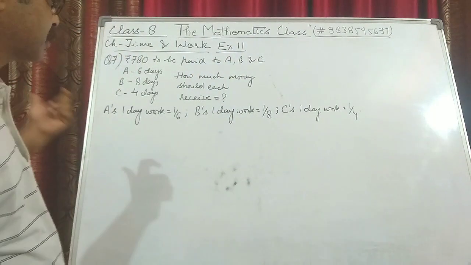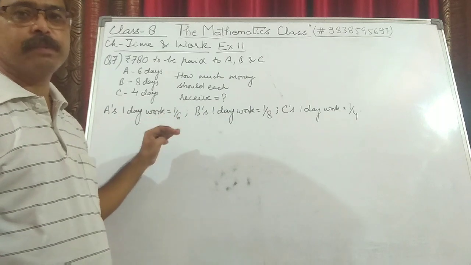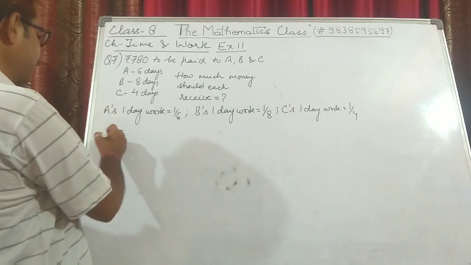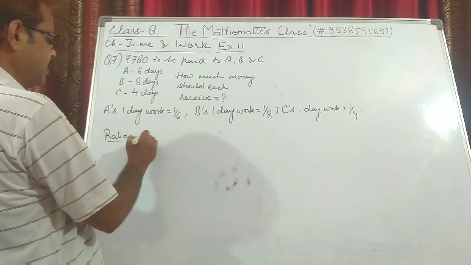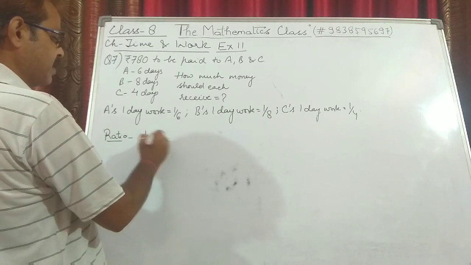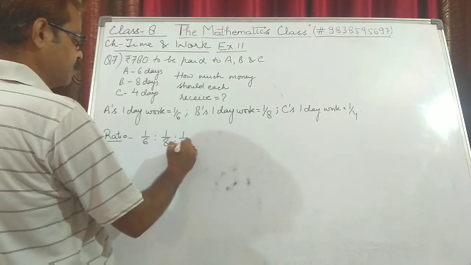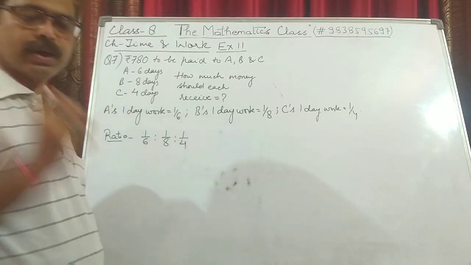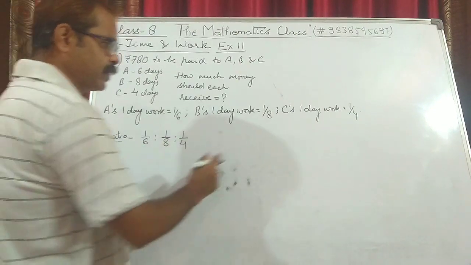Now we will try to find the ratio of everybody's efficiency, or everybody's 1 day's work. So the ratio will be 1/6 : 1/8 : 1/4. Now in order to simplify them, we will take the LCM. The LCM will be 24, I think.